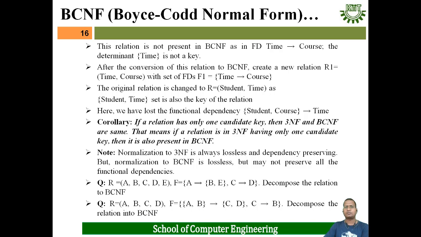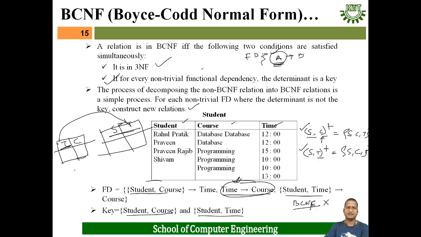This relation is not in BCNF, as in the functional dependency time to course, the determinant time is not a key. Okay, here time is not a key. To convert this relation to BCNF, create a new relation R1 with time and course, with the functional dependency time to course. Here, the time to course functional dependency will be preserved.